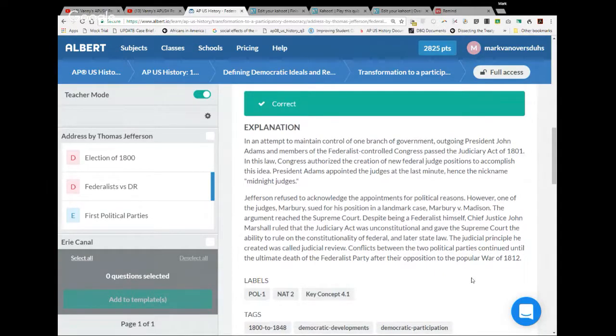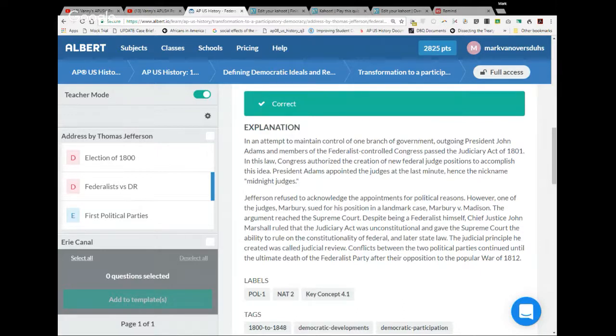Bam, you are correct. So in an attempt to maintain control of one branch of government, John Adams passed the Judiciary Act, and this was the idea of trying to pack the courts full of Federalist judges, hence the nickname Midnight Judges, because it was in the last hours of his presidency. And of course, this leads to the landmark case of Marbury versus Madison. That gives the Supreme Court the ability to rule on the constitutionality of a law, and it will be extended to them being able to rule a state law unconstitutional as well. So this is a key phrase, remember, from your unit guide.